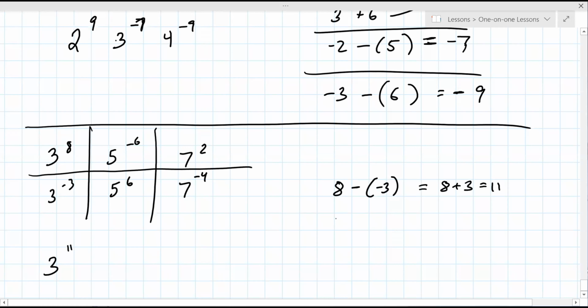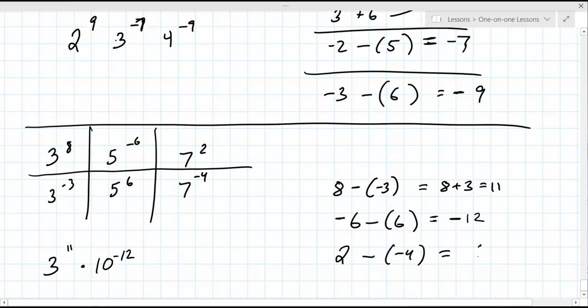For the next one here, 5 to the negative 6, it's negative 6 minus the bottom number, which is 6. I always put that second number in parentheses. So it's negative 6 take away 6. Because they're both negative, you keep the sign, and then you add the numbers as if they don't have a sign. Last one here, 2 minus a negative 4. Again, notice how I always put that second number in parentheses. 2 negatives become a positive. This becomes 6, so it's times 7 to the 6.